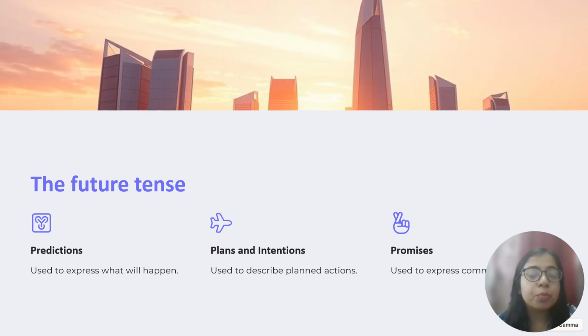Then last is promises. Whenever we are promising someone, that is also for the future. We will never promise about the present or we will never promise about the past. Okay, we can only promise about future. So used to express commitments. So whenever we are committing to something, we will use future tense.